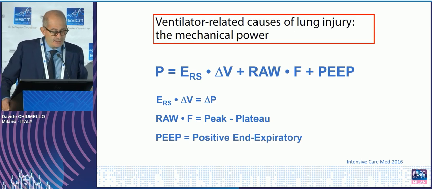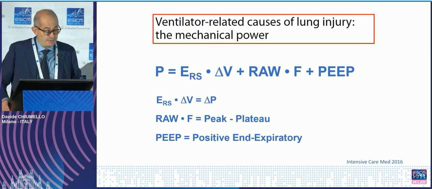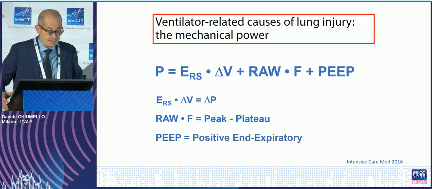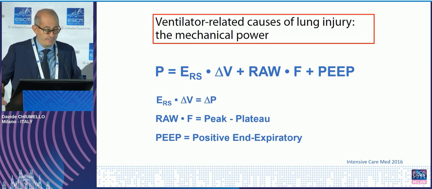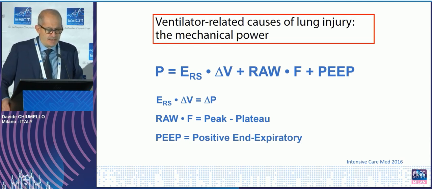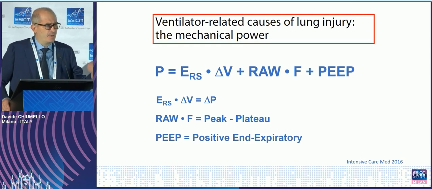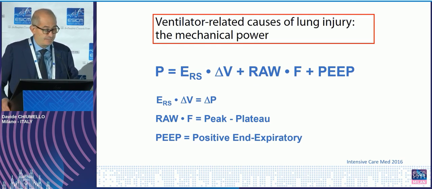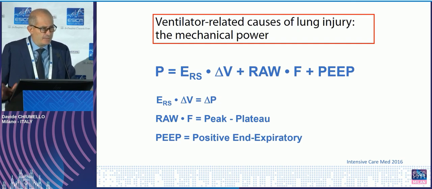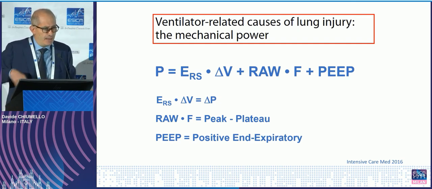And it is linked to the mechanical characteristics of the patient, so according to the elastance of the respiratory system, the resistance of the respiratory system, and the level of PEEP. So by increasing, for example, the tidal volume, we can increase the mechanical power. By increasing the PEEP, we can again increase the mechanical power, and every time we have an increase in the elastance of the respiratory system, the mechanical power is increased. But the mechanical power is obtained by the energy delivered at every breath, multiplied by the respiratory rate.